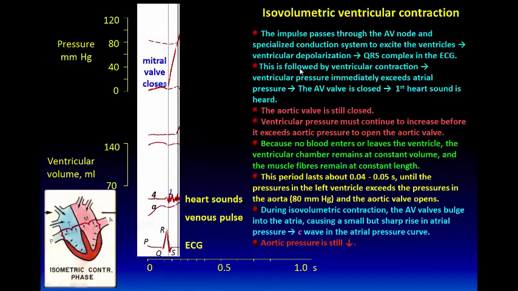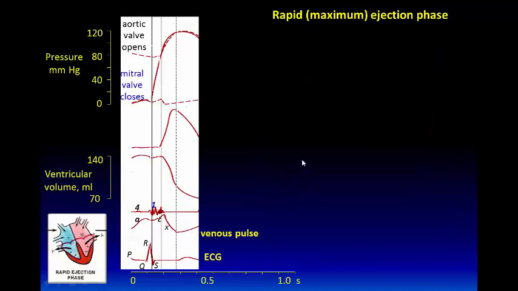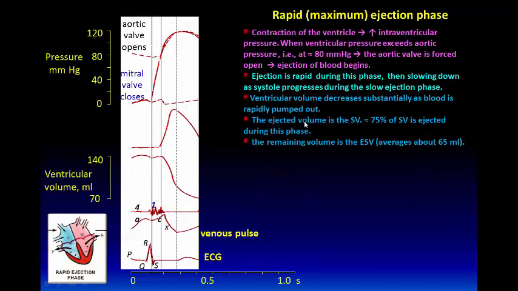The isovolumetric ventricular contraction phase ends by opening of the aortic valve. And when this happens, the maximum ejection phase begins. So contraction of the left ventricle raises the intraventricular pressure, and when the left ventricular pressure exceeds the aortic pressure, i.e. at approximately 80 millimeters of mercury, the aortic valve is forced open and ejection of the blood begins.